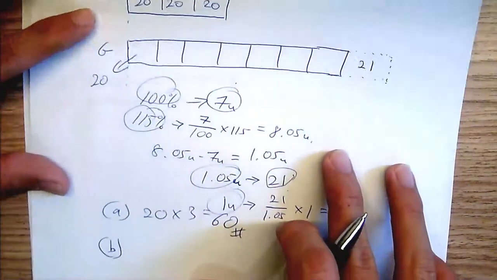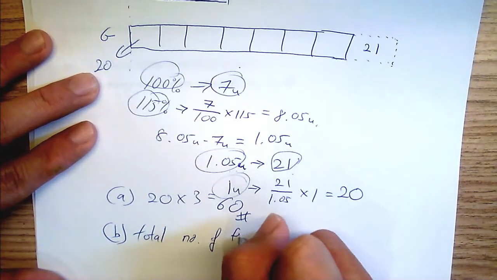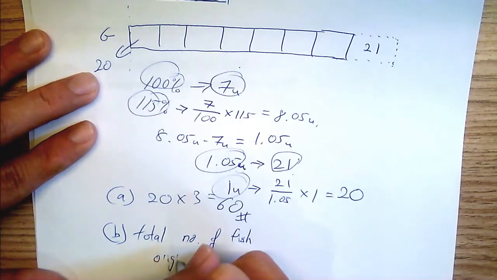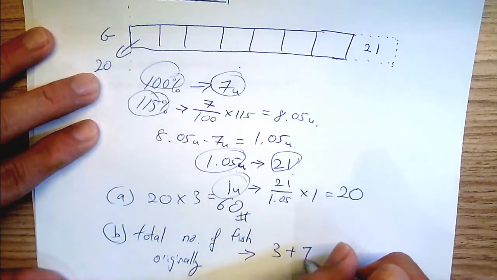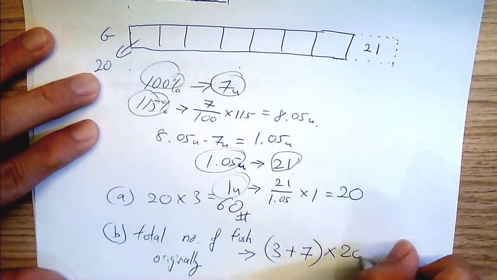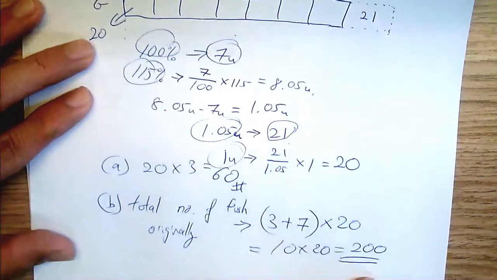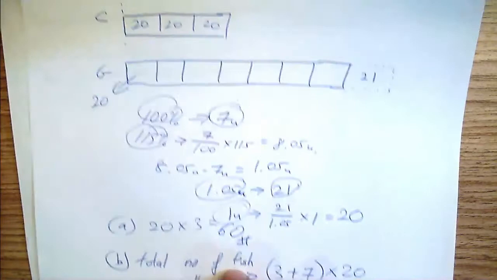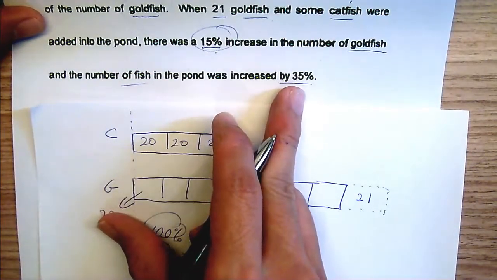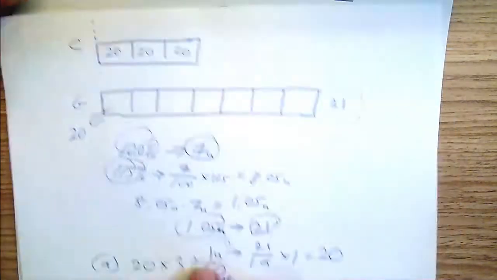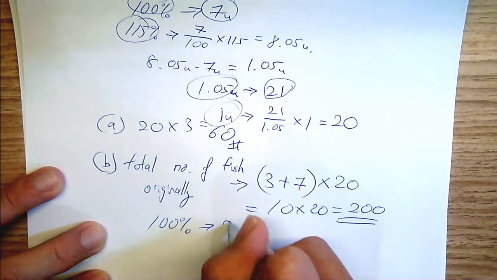Okay, so I'm going to put here total number of fish originally. This will be 3 units of catfish plus 7 units of goldfish multiplied by 20 per unit. And this will be 10 times 20, giving us 200. There were 200 fish in total. Now, then they said what? They said that the number of fish in the pond was increased by 35%, which means that from 100% it became 135%. So originally this is the number, right? So 100% of all the fish in the beginning is 200 fish.